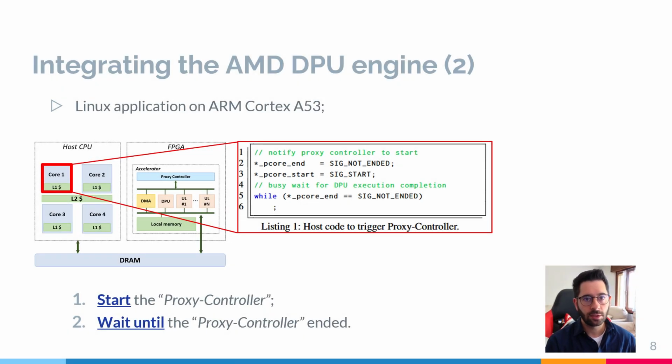In our model, the execution starts on the host CPU that runs a Linux-based operating system. The operations performed by the host CPU are reported in this simple code snippet. It starts the proxy controller and the ARM is put on a busy wait that waits for an end signal coming from the proxy controller.